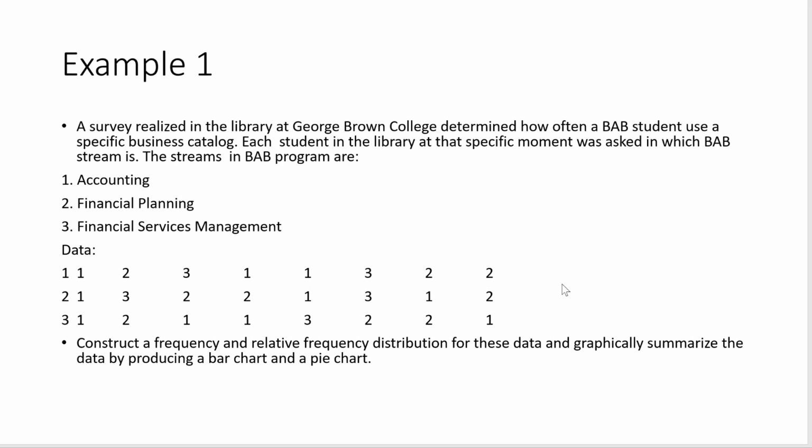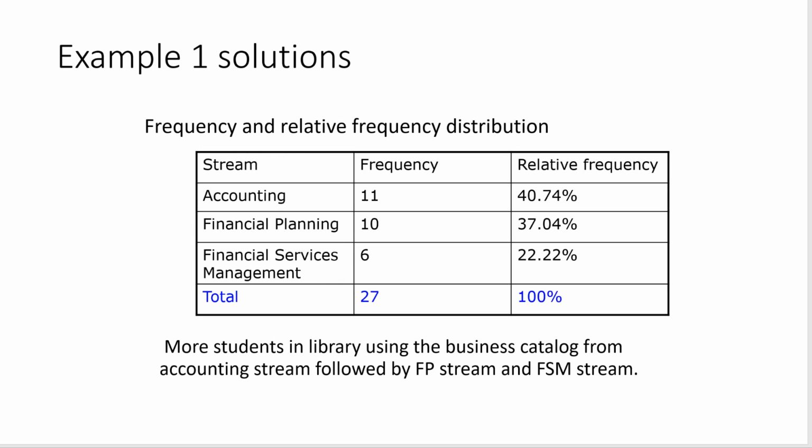Of course, we can do this frequency and relative frequency distribution table manually. So we count how many students in accounting we have: 1, 2, 3, 4, 5, 6, 7, 8, 9, 10, and 11. So we can have this table with the frequency of 11 for accounting.